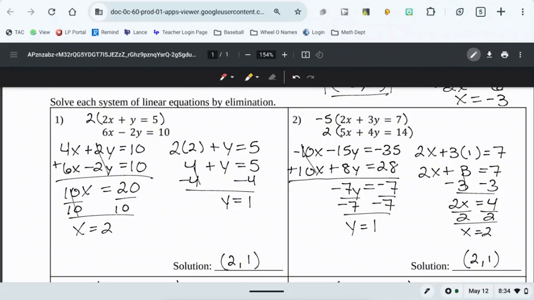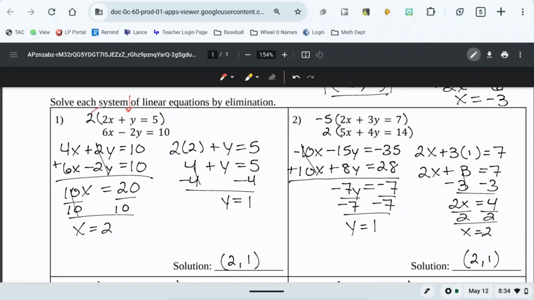Hey everyone, welcome back. Let's go ahead and check our answers for 1 and 4. For number 1, in this example, we have 2x and 6x and 1y and negative 2y. I decided to eliminate the y values. You could have chosen to eliminate the x values by multiplying by negative 3. I just wanted to eliminate by the y because I knew I wouldn't have to multiply by a negative number, which, again, that's just preference. It doesn't make a difference.